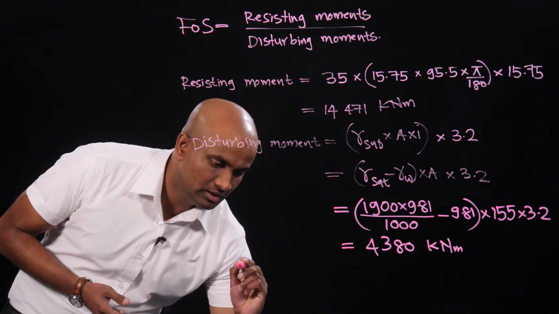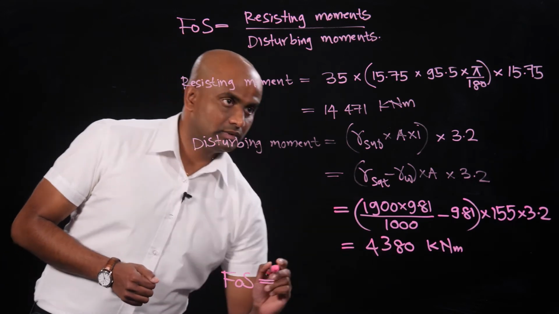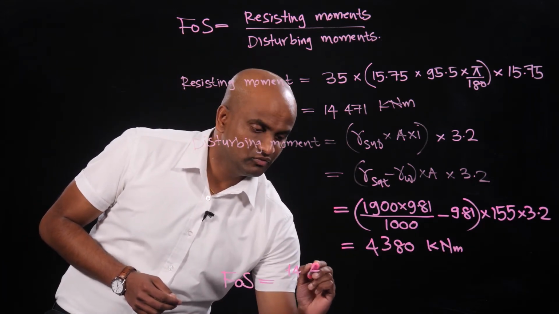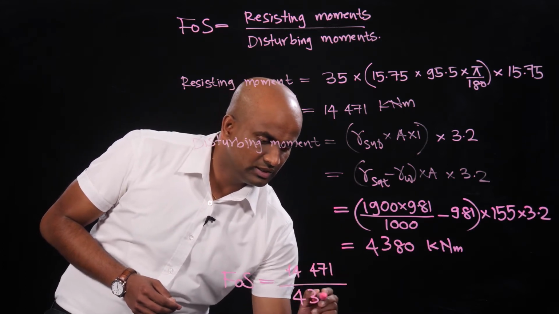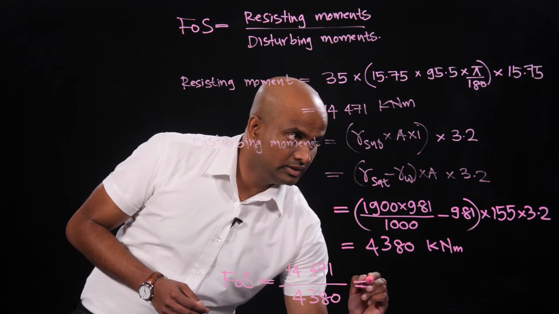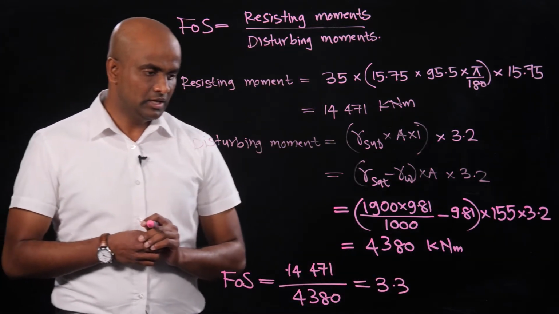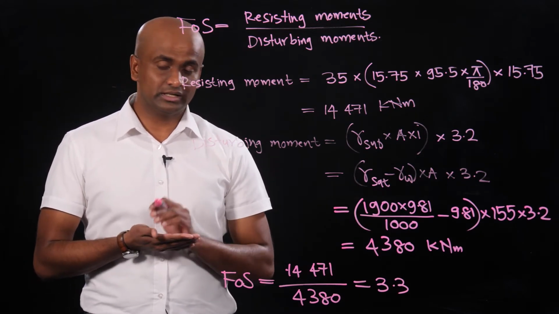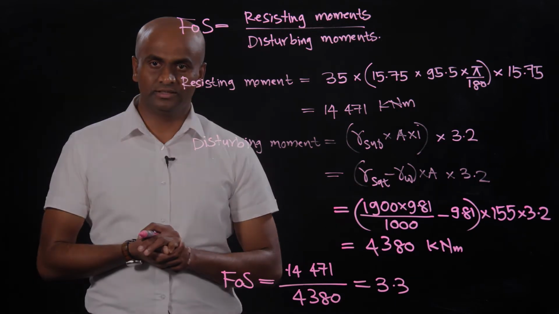Now we have calculated the resisting moment and the disturbing moment. From that, we can determine the factor of safety, which is the resisting moment 14,471 divided by 4,380. That will be 3.3. So the factor of safety of this slope when the channel is fully filled with water, for part A, is 3.3.